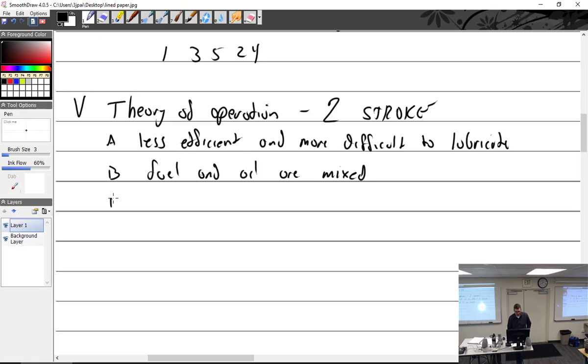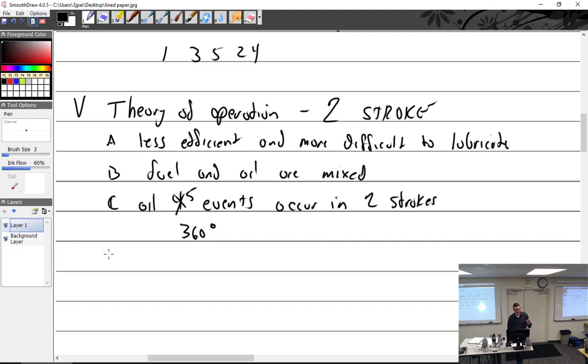Oops, I already said less efficient, so now we're going to change that. All 4 events. Actually, it's 5 events. All 5 events occur in 2 strokes, 1 up, 1 down. So that is 360 degrees of crankshaft rotation for all the events.